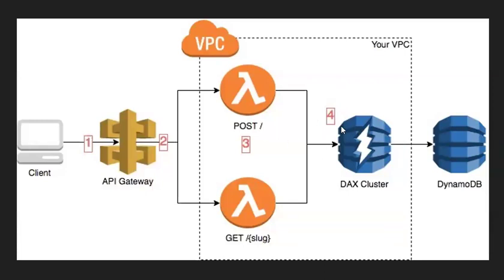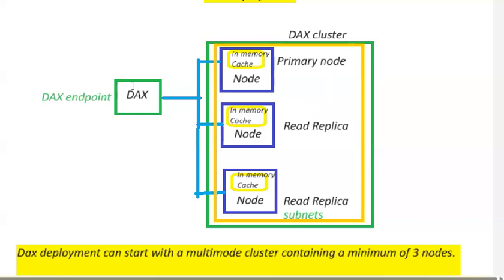So actually, how this DAX cluster will get the request is, whenever your client requests something in your database, the API gateway will send the request to this DAX cluster. Under this DAX cluster, it will look like this. First your request reaches the DAX endpoint. From there, using the load balancer of your DAX cluster, your request will be sent to the nodes.